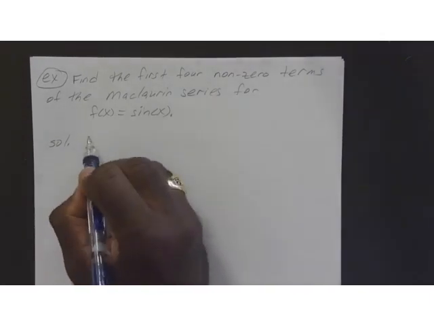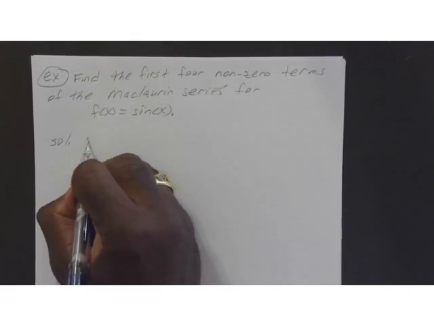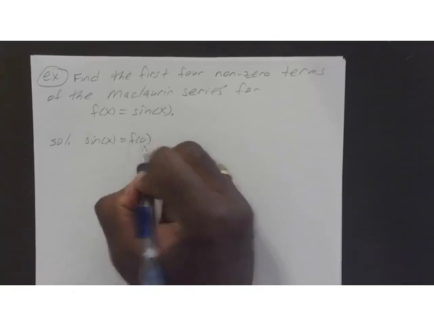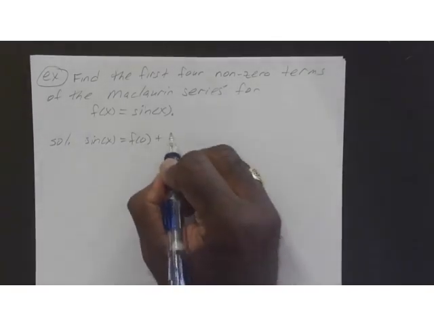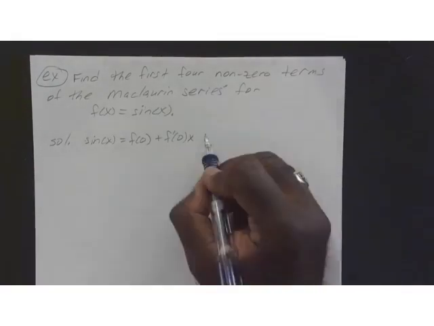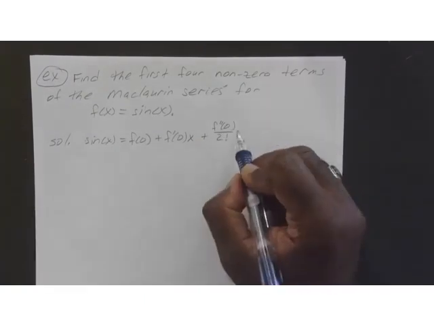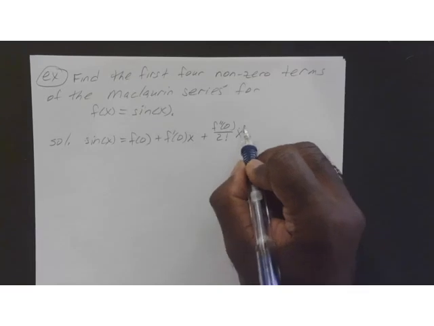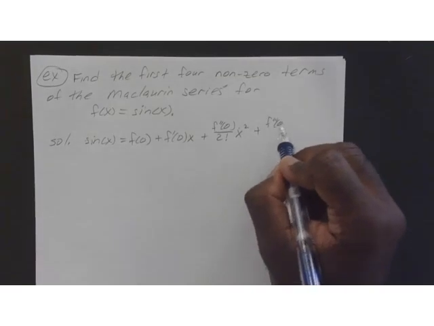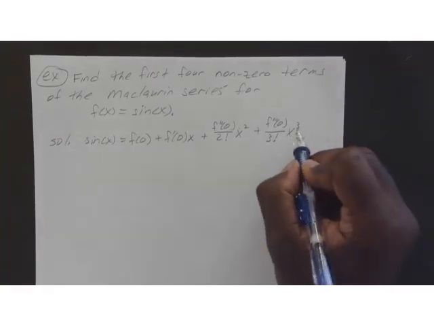Okay, so we know that for our sine of x, our first four terms would be f of 0 plus f prime of 0 times x minus 0, which is just x, plus the second derivative at 0 divided by 2 factorial times x minus 0 squared is just x squared, plus the third derivative at 0 divided by 3 factorial times x minus 0 to the third power, which is just x to the third power.